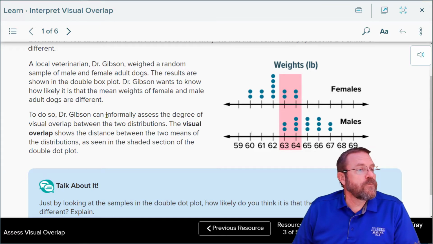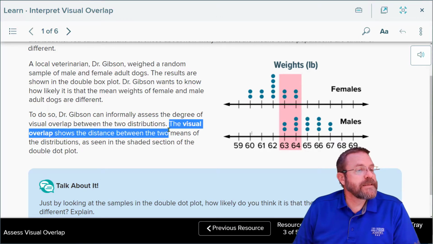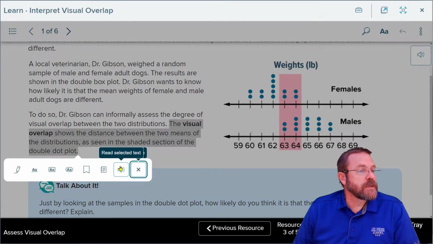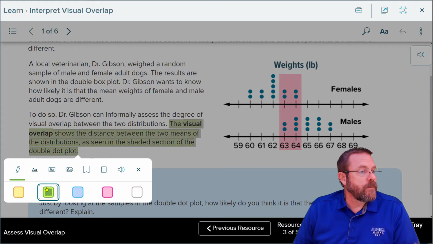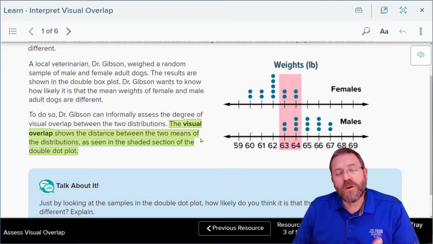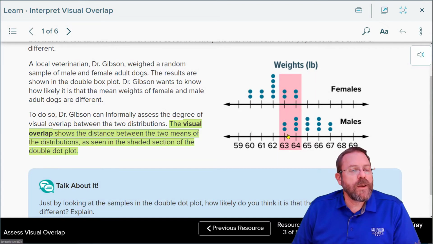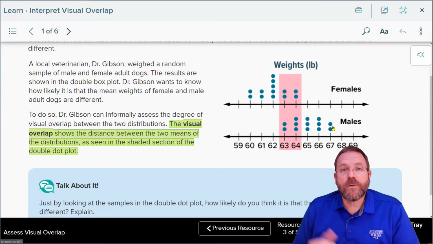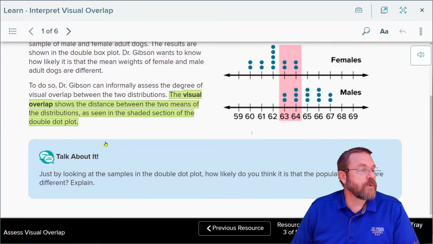So Dr. Gibson can informally assess the degree of visual overlap between the two distributions. A visual overlap shows the distance between the two means of distribution as seen in the shaded section of the box plot. So maybe that'll even be our last definition of the year. We'll see. So right here you have a visual overlap, a comparison where the data for the females and the data for the males appears overlapping in both graphs. Pretty simple concept right here.